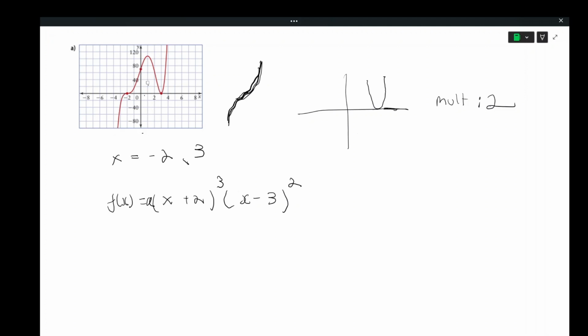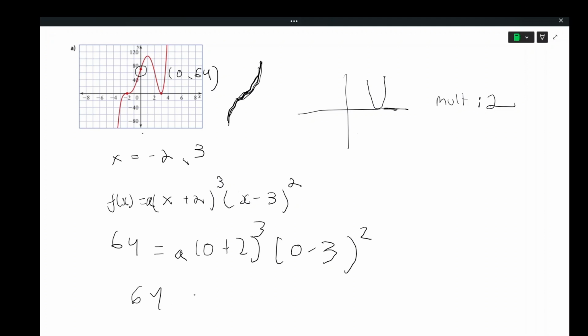Now, our final step is to find the exact value of a. To do this, we use another point on the graph. So the graph shows the y-intercept at (0, 64). So we'll substitute this point into our equation. Replacing x with 0 and y with 64, it gives us this equation.